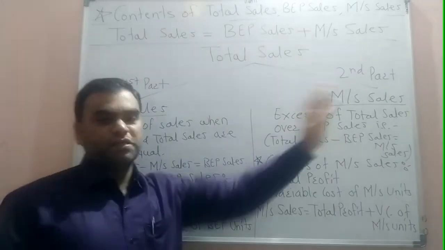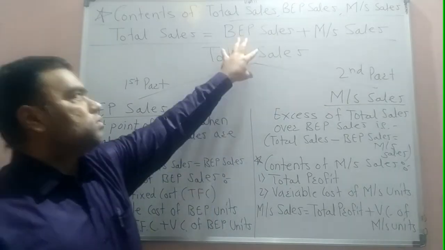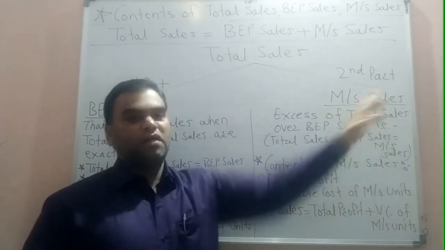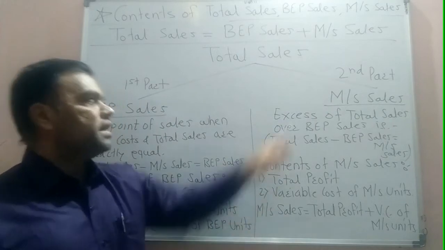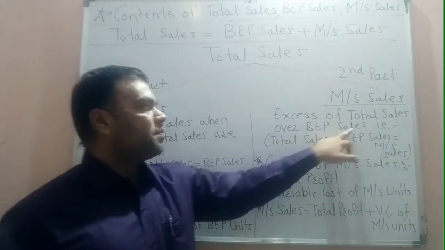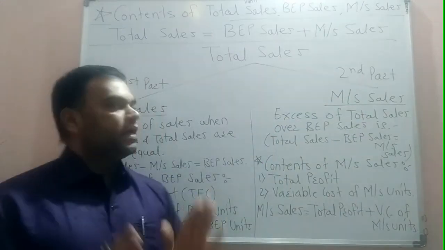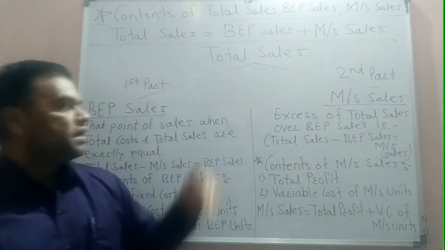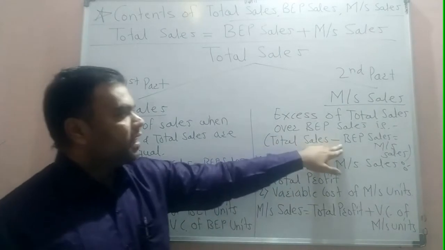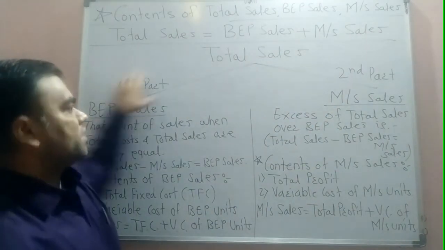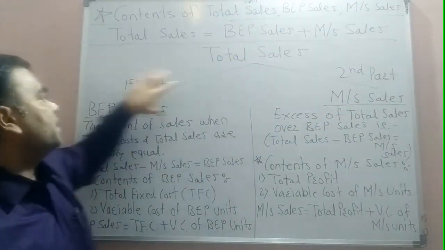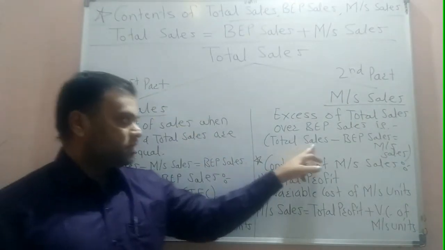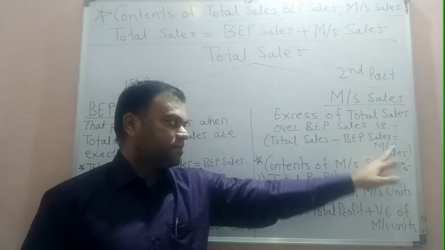And what is meant by margin of safety sales? Margin of safety sales means total sales less BEP sales. The remaining part of sales will be called margin of safety sales. In other words, we can say the excess of total sales over BEP sales is called margin of safety sales. Total sales less BEP sales, what remains is margin of safety. Total sales less BEP sales is equal to margin of safety sales.